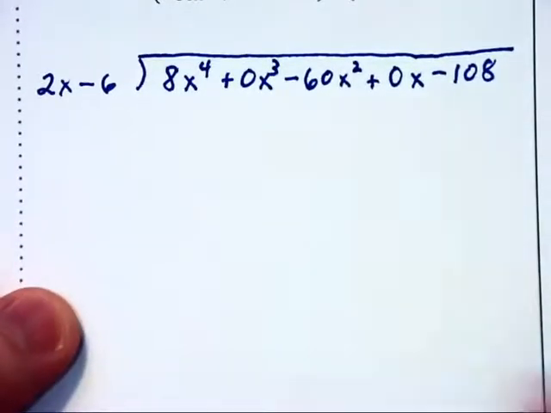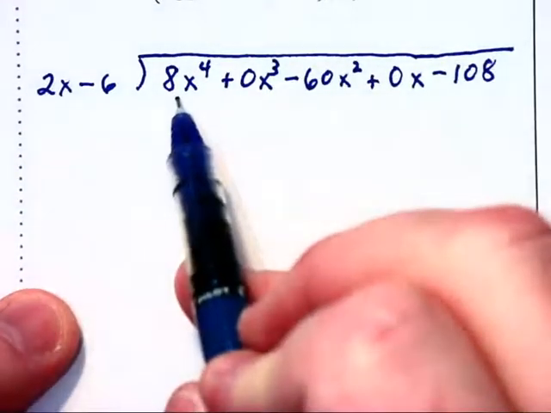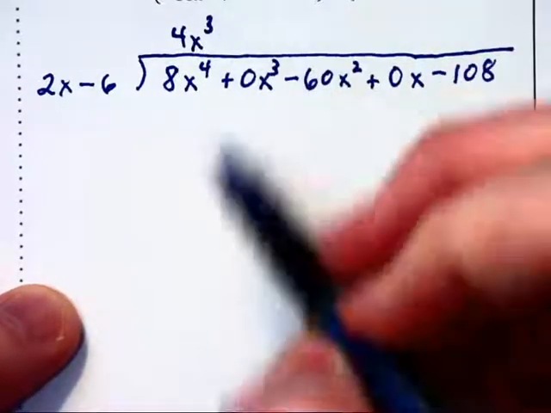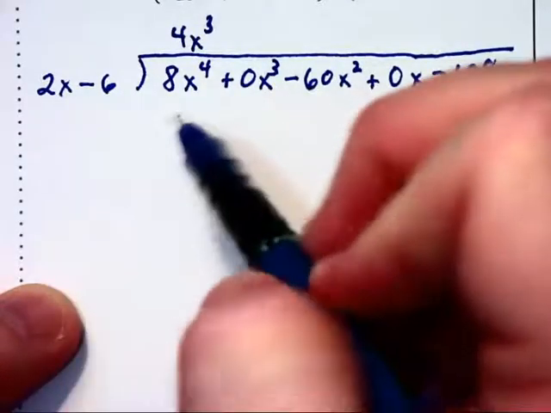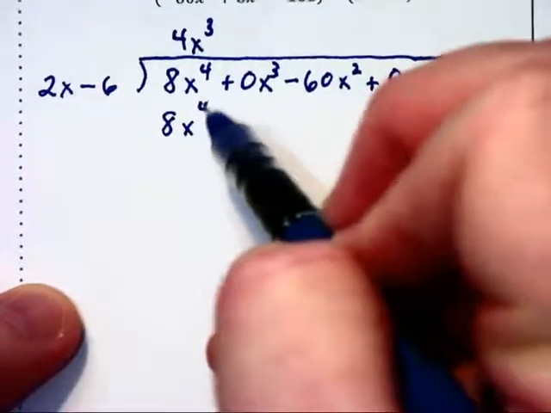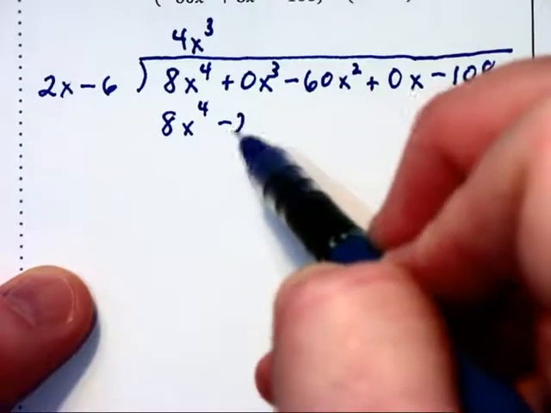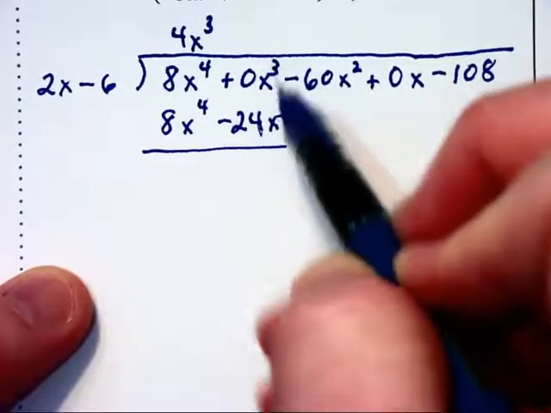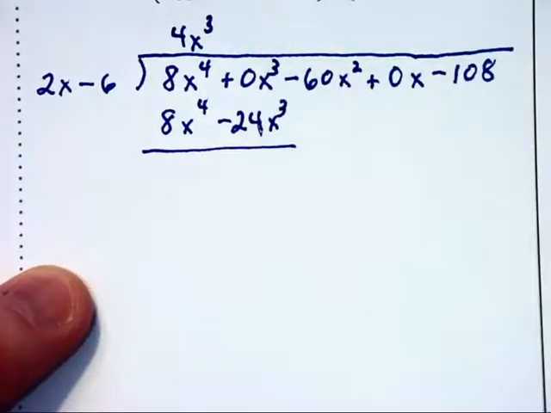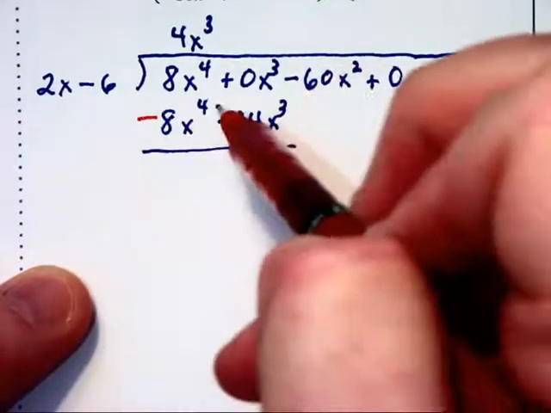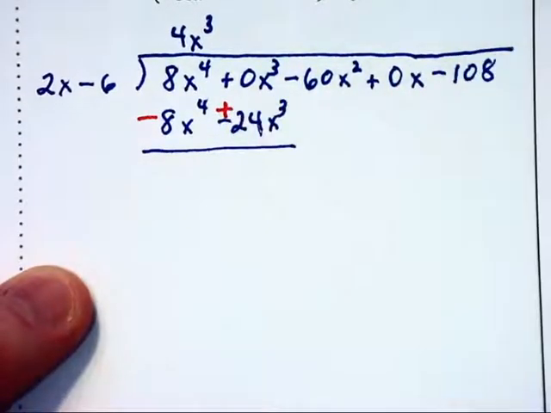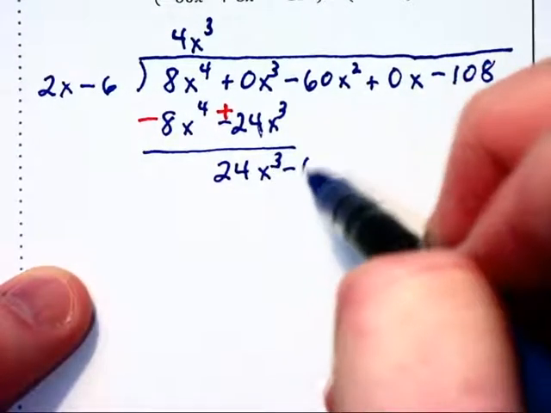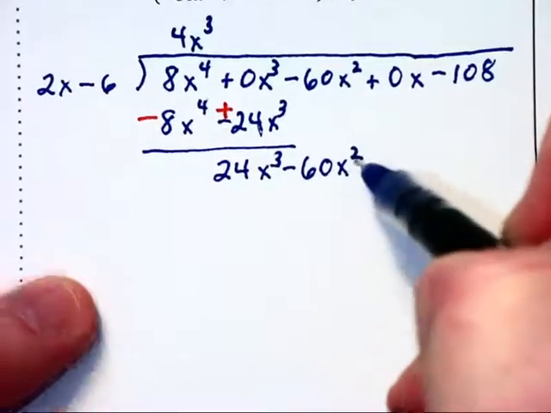Now we do the same division as before. We look at the 2x and the 8x to the fourth. It goes in 4x to the third times. We multiply that 4x cubed times both terms on the left to get 8x to the fourth minus 24x cubed. Now the reason we put that zero placeholder in would be so that we can line up these x cubed terms. We're going to subtract or add the opposite here, and that will give us 24x to the third coming down, minus the 60x squared we will bring down next.